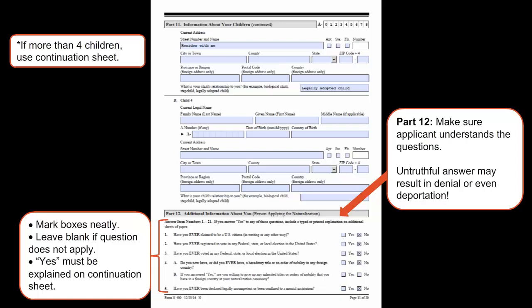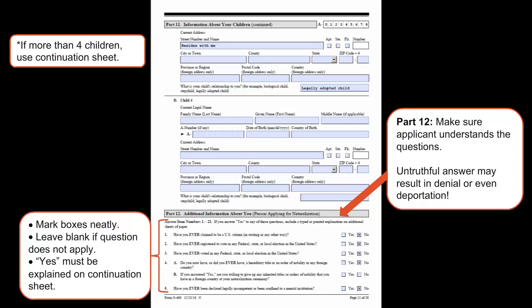Make sure the applicant understands questions and answers truthfully. Wrong answers may result in a denial of their application, or in some serious cases, even deportation. A yes response must be explained on a continuation sheet.